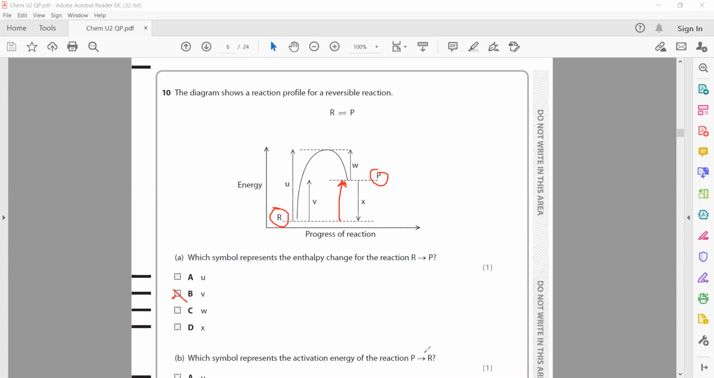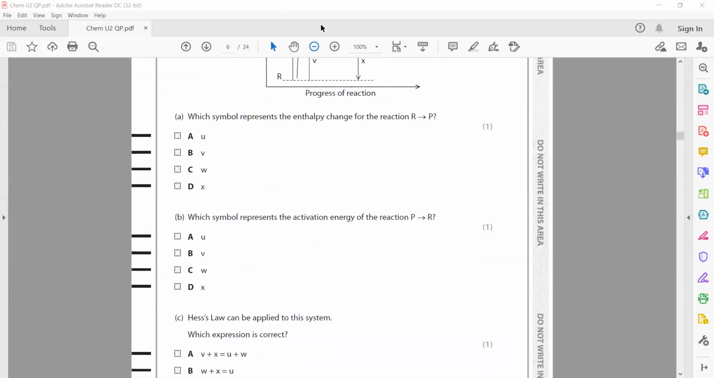Which symbol represents the activation energy from product to reactant? So basically this is our reactant now, and this will be the product. The minimum possible energy for the reaction to start, from the reactants, that's W. So option W is the right answer.